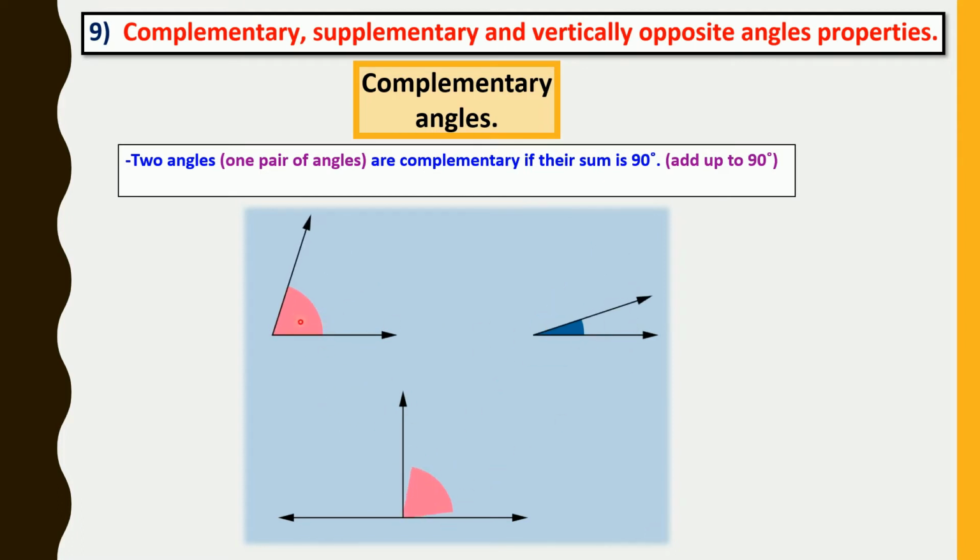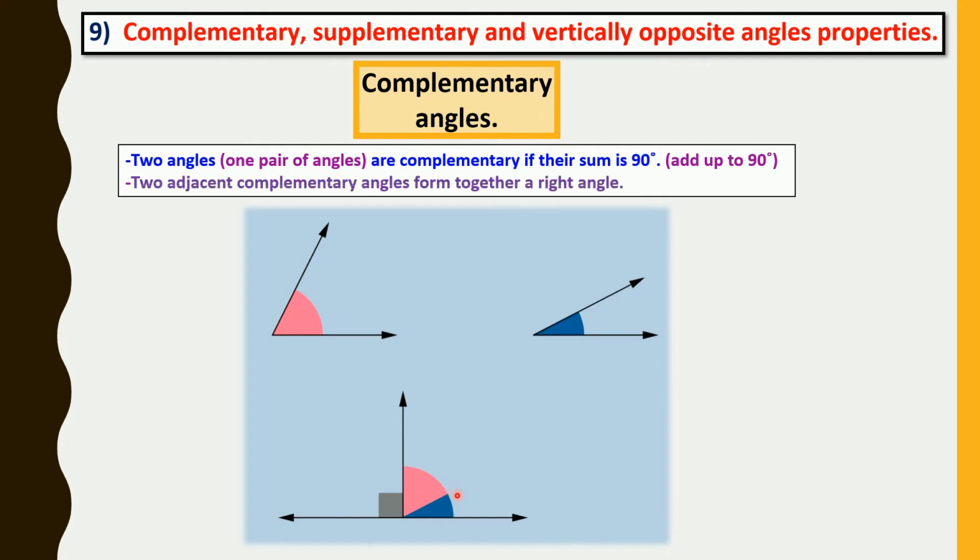Now let's change their measurement. If you see, they are equal to 90 degrees. Their sum is 90 degrees. If you notice, the pink angle and the blue angle are in fact adjacent and complementary because they have same vertex, they have a common side, and they are situated on opposite sides of their common side. These are two adjacent complementary angles. Two adjacent complementary angles form together a right angle.